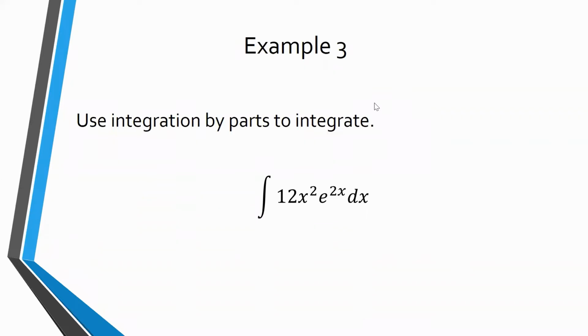In my previous examples, my polynomials have always been linear pieces. That was nice because if our polynomial is a linear piece, then when you take the derivative, it becomes a constant number. Well, what if our polynomial is of higher order? That happens here in example 3. We have a quadratic polynomial of 12x squared multiplied times an exponential e to the 2x. Let's go ahead and integrate this.